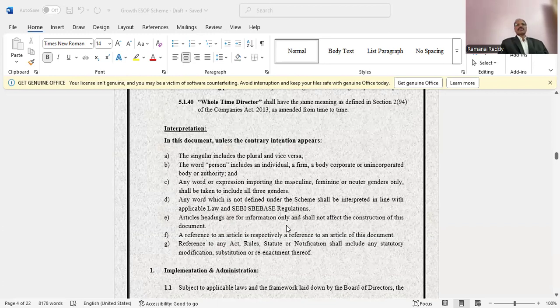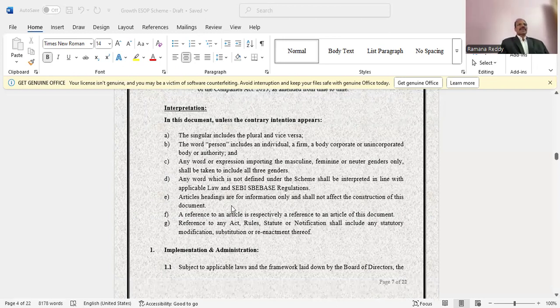And we will also discuss the interpretations. Singular includes plural and vice versa. And the word person, wherever we are discussing, includes an individual or a firm or a body corporate or unincorporated body or authority. Any word importing the masculine, feminine or neutral gender shall be taken to include all three genders. Any word which is not defined under this scheme shall be interpreted in line with the applicable law and SEBI regulations.